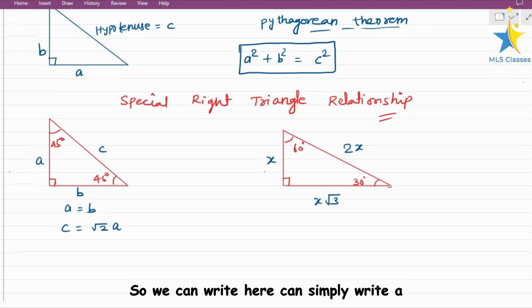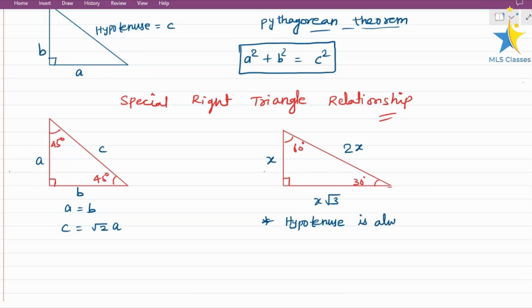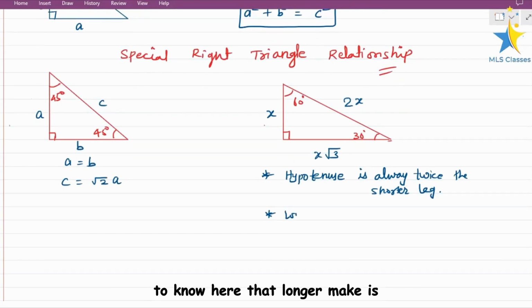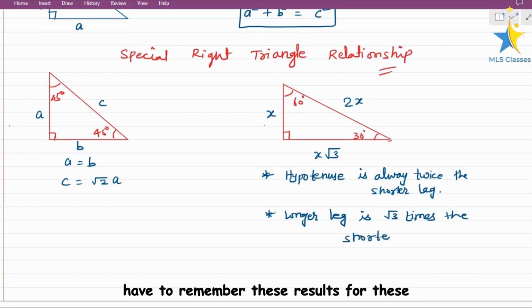So we can simply write a leg. So hypotenuse, shorter leg means the leg which is facing the 30 degree angle, right? So hypotenuse is always twice the shorter leg, and you always have to know here that the longer leg is root 3 times the shorter leg. So we have to remember these results for these types of special right triangles.